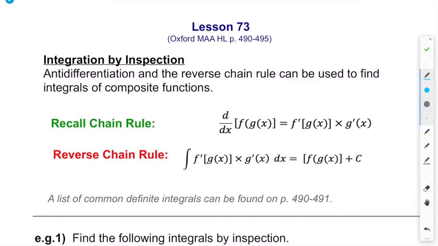integration by inspection requires you to recognize certain form in a function that is being integrated. The form of the function that we're looking for involves f prime of g of x multiplied by g prime of x. If this is the case, then you know that the result of the integration is f of g of x plus c.